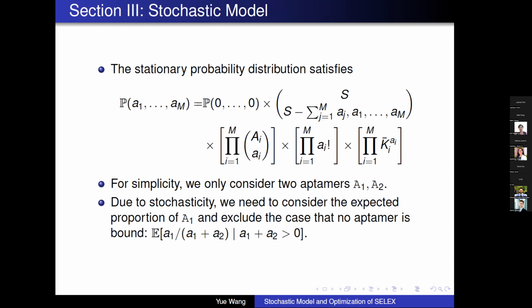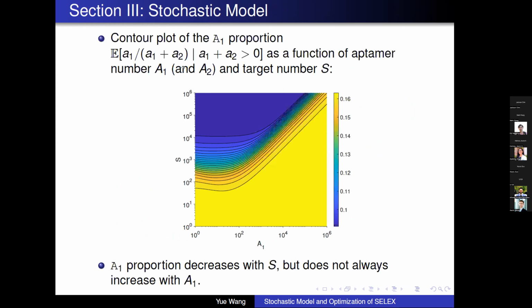Given the transition rates, we can calculate the stationary probability distribution, which is this. And for simplicity, in the following, we only consider two uptimers, A1 and A2. Here, due to stochasticity, those small ai are random. So we need to consider the expectation of this A1 proportion, and we need to exclude the case that no uptimer is found. So what we consider is a conditional expectation.